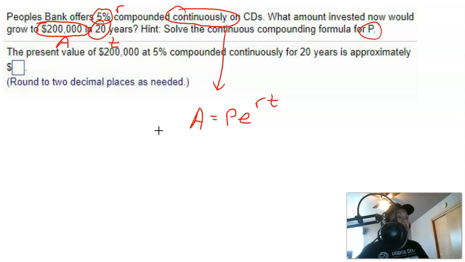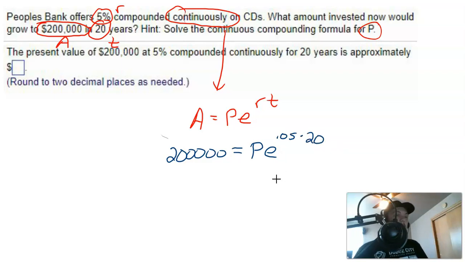All right, so we'll plug the numbers in. We have 200,000 for A. We don't know P, that's what we're trying to find out. E to the R, that's 0.05 times T, which is 20. So thankfully they gave us an easy time to work with this time. So I need to solve this for P. Now Math Excel may give you a separate formula to memorize here, but I think it's silly to have a separate formula for this problem than we had for the last problem. It's the same formula. Go ahead and use the same formula, plug the numbers in where they belong, and then solve for the variable that you're looking for.